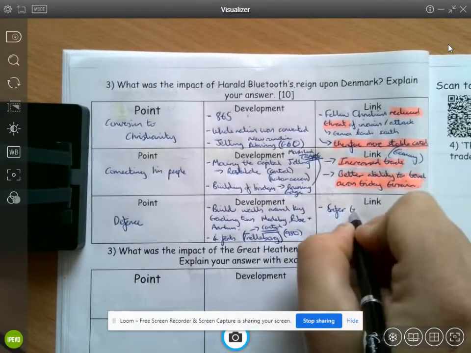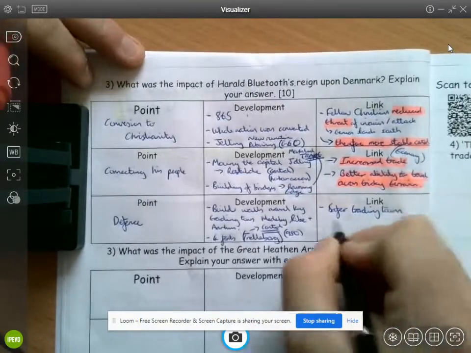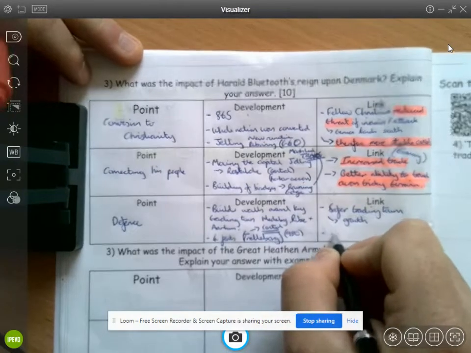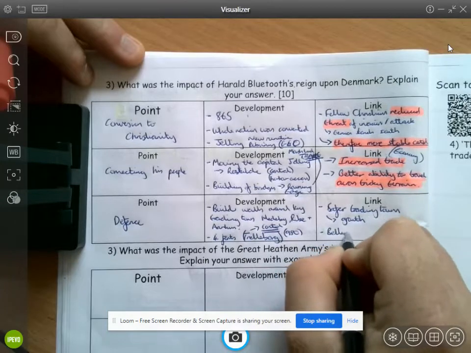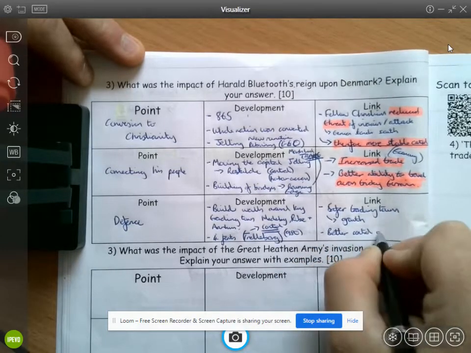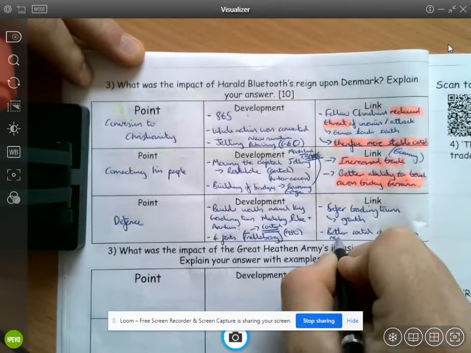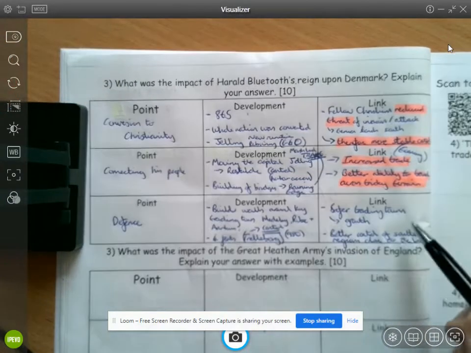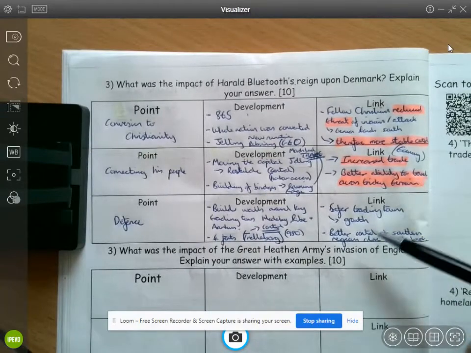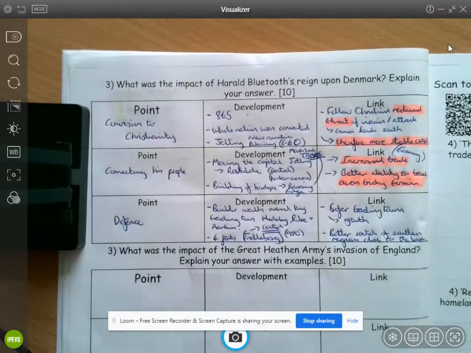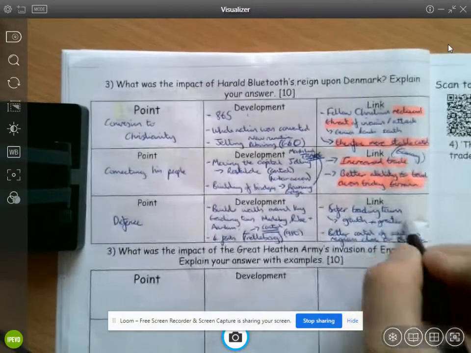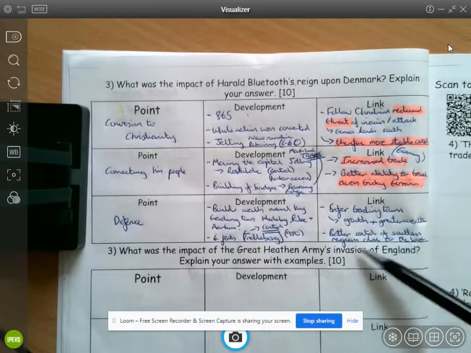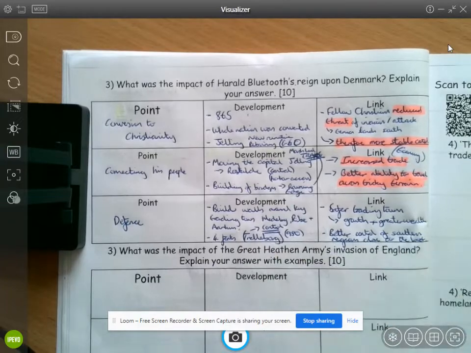Safer trading towns, which leads to their growth. And the forts bring better control of southern regions close to the border, and that's the border with the German lands in the south. So the impact on Denmark is the safer trading towns mean growth and greater wealth. The impact here, we could also talk about better control of the southern regions because of close to the border, because of the building of these forts.